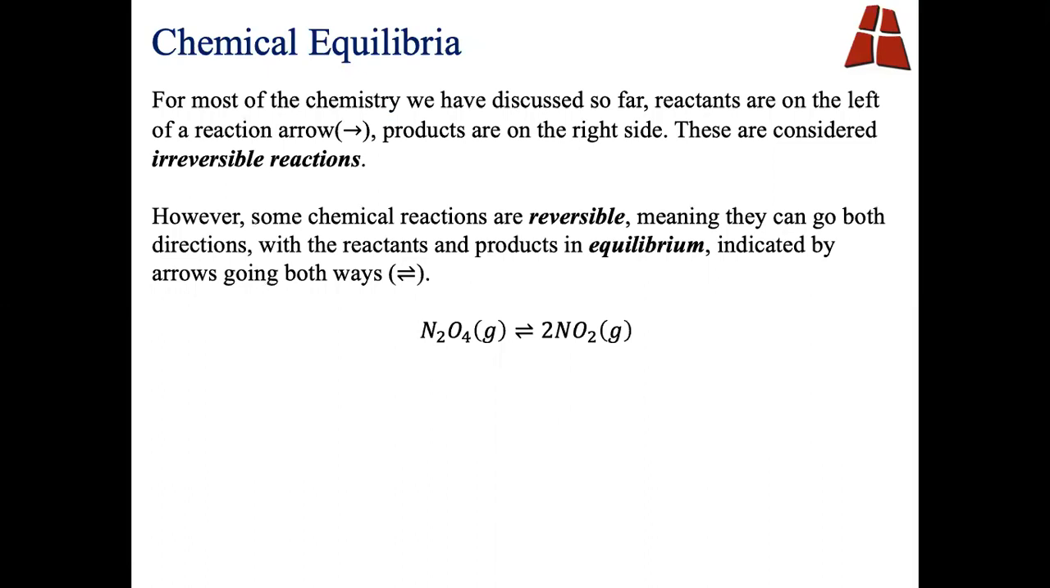However, there are some chemical reactions that are actually quite reversible. And this means that they can go both ways, and assuming they are left to their own devices, they will end up in an equilibrium state.